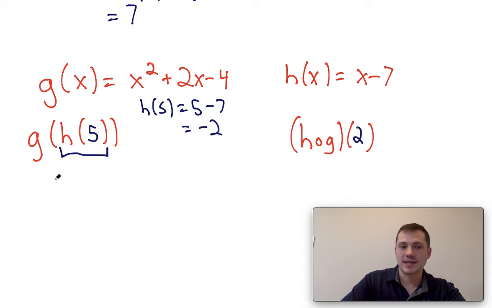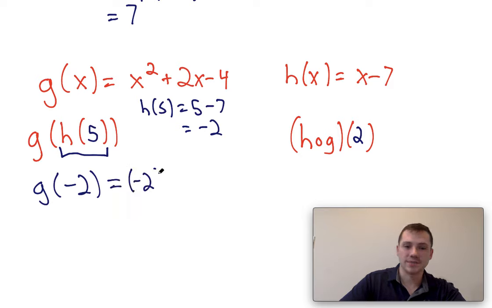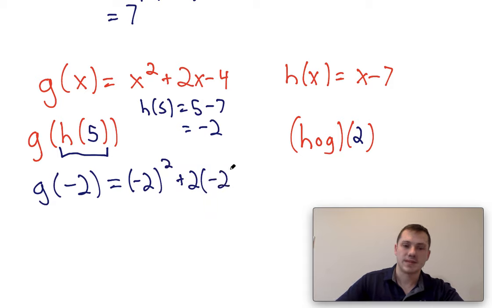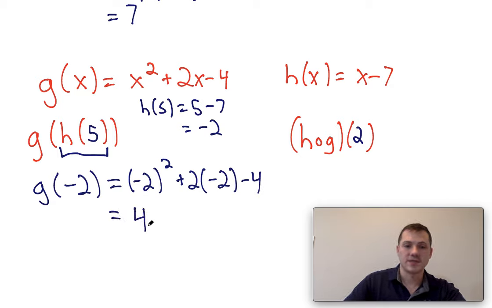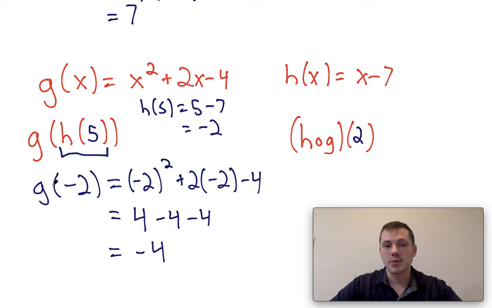Since we've determined that h of 5 is -2, this now becomes g of -2. Plugging -2 into the g of x function, we end up with -2 squared plus 2 times -2 minus 4. -2 squared is 4. 2 times -2, that's going to be minus 4, and then minus another 4. 4 minus 4 is 0, minus another 4 is -4. And that's how we would evaluate g of h of 5.